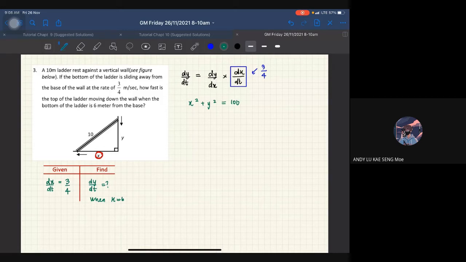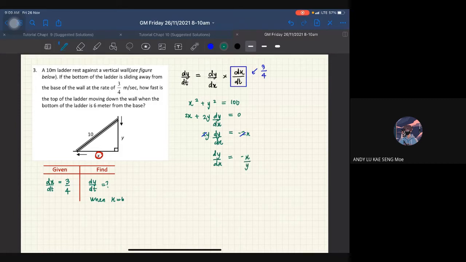Okay, and then we just want dy dx. So saya cancel outkan dulu this one. So apa saya dapat dekat sini is dy dx equal to negative x over y. Okay, so just substitute this into this one. Okay, so dy dt is equal to negative x over y and then times with 3 over 4. Okay, so dia nak kita cari when x is equal to 6. So awak ada nilai x equal to 6, masukkan dekat sini.